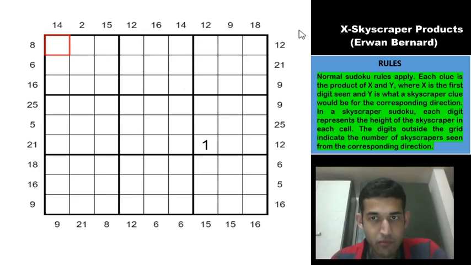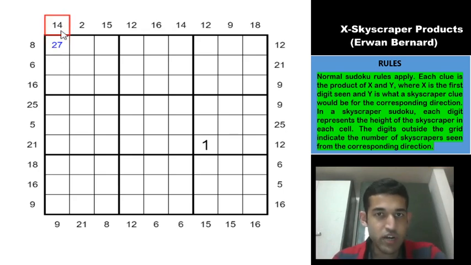So the best way to go about this Sudoku is to try to resolve the product possibilities for clues which are easily resolvable. By that I mean, 14 is always the product of 2 and 7. There is no other possibility, right? Because 14 cannot be 14 multiplied by 1, as 14 would not be a valid digit or a skyscraper clue. So let us resolve digits which can be easily resolved by using the multiplication possibilities. So 14 would be 2 multiplied by 7, and in either case, the first cell from that direction would either be 2 or 7.